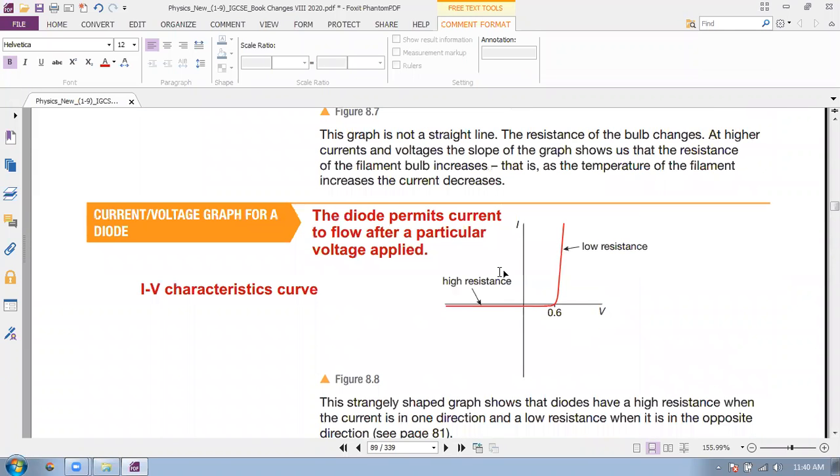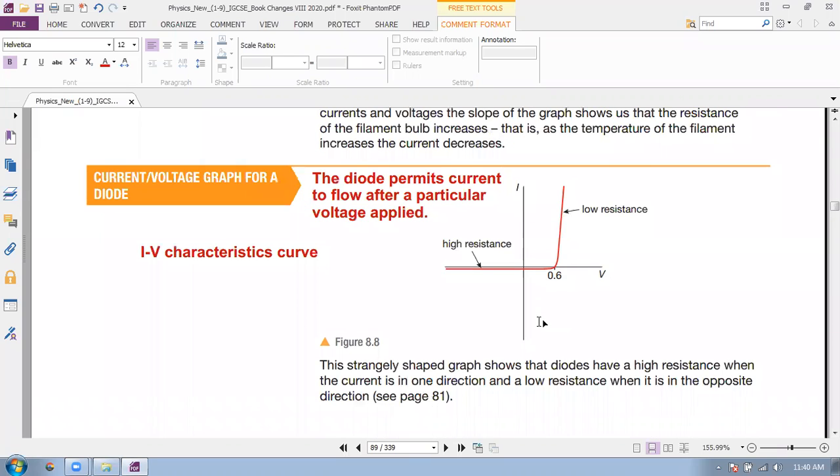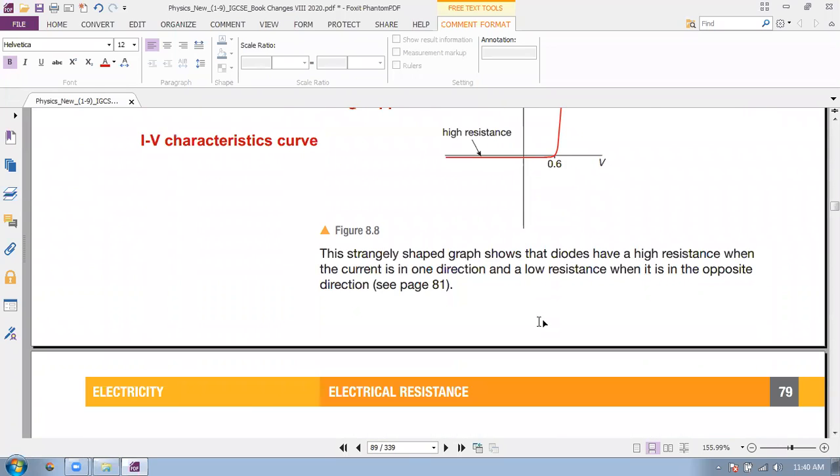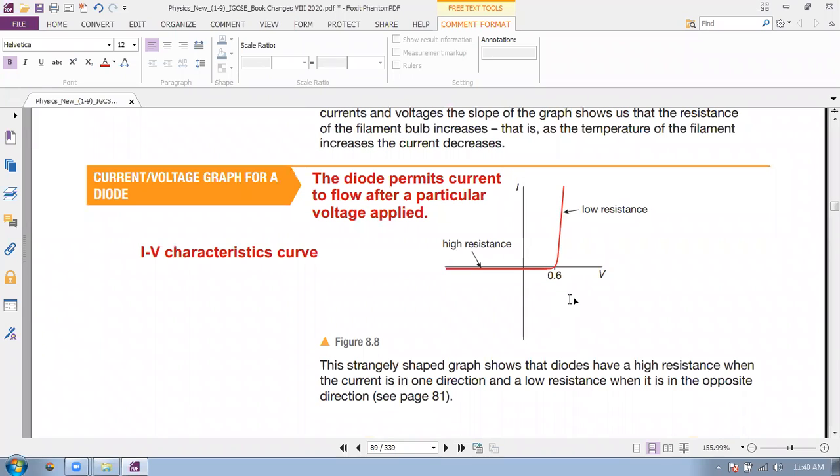We have already seen the IV characteristics curve for a diode, this one. Remember this one. So this is all about this electrical resistance chapter. If you read properly, you will understand all these things. Not difficult, simple things.